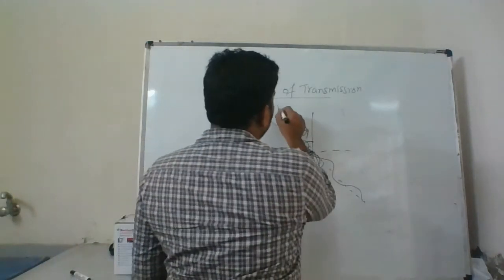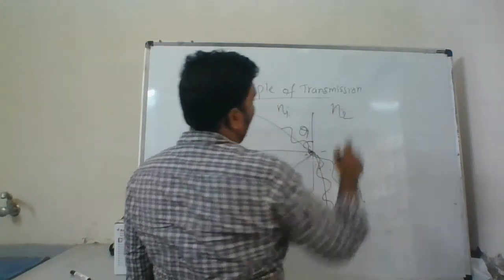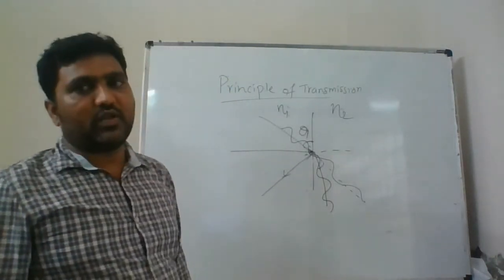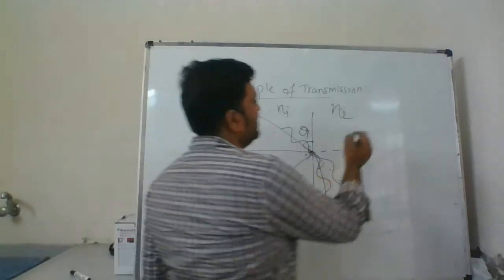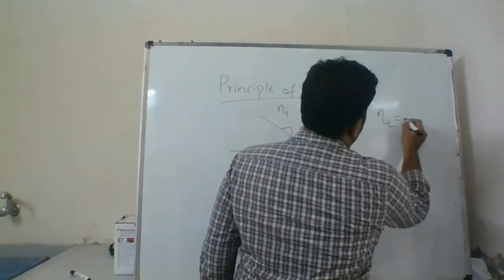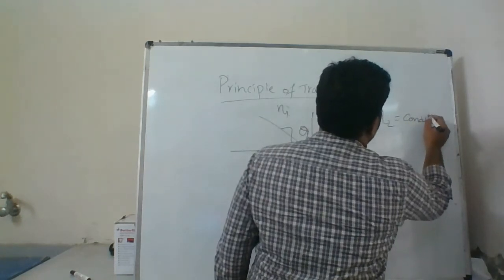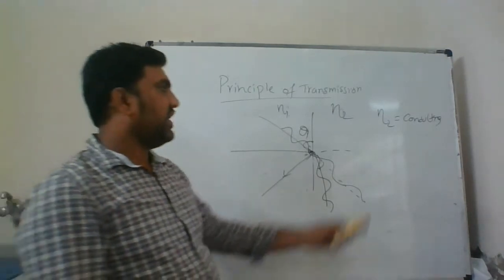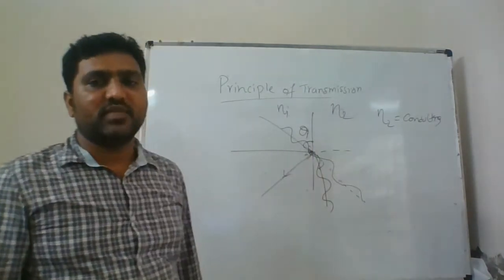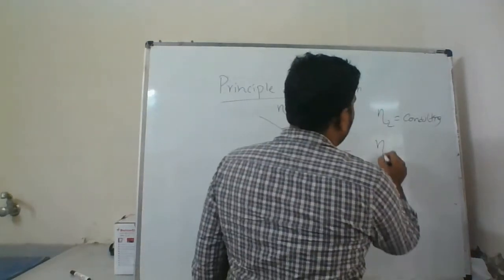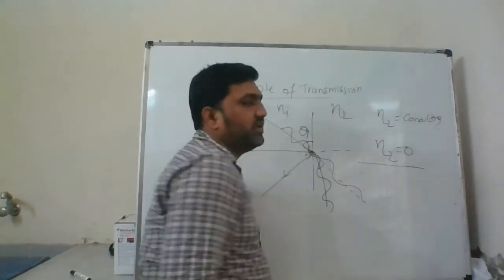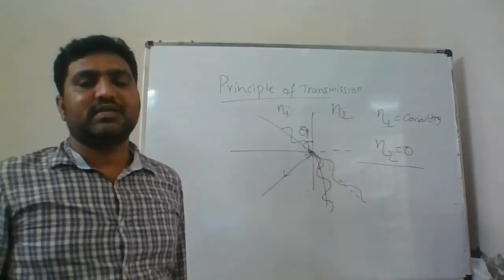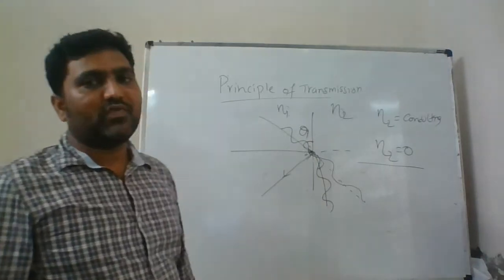Now, if we consider a special case, where I launch it at a particular angle, or otherwise where eta 2, that is the second medium, is a conducting medium. If the second medium is a conducting medium, that means the eta 2, the intrinsic impedance of this medium, is equal to 0. So in such a case, what will happen?